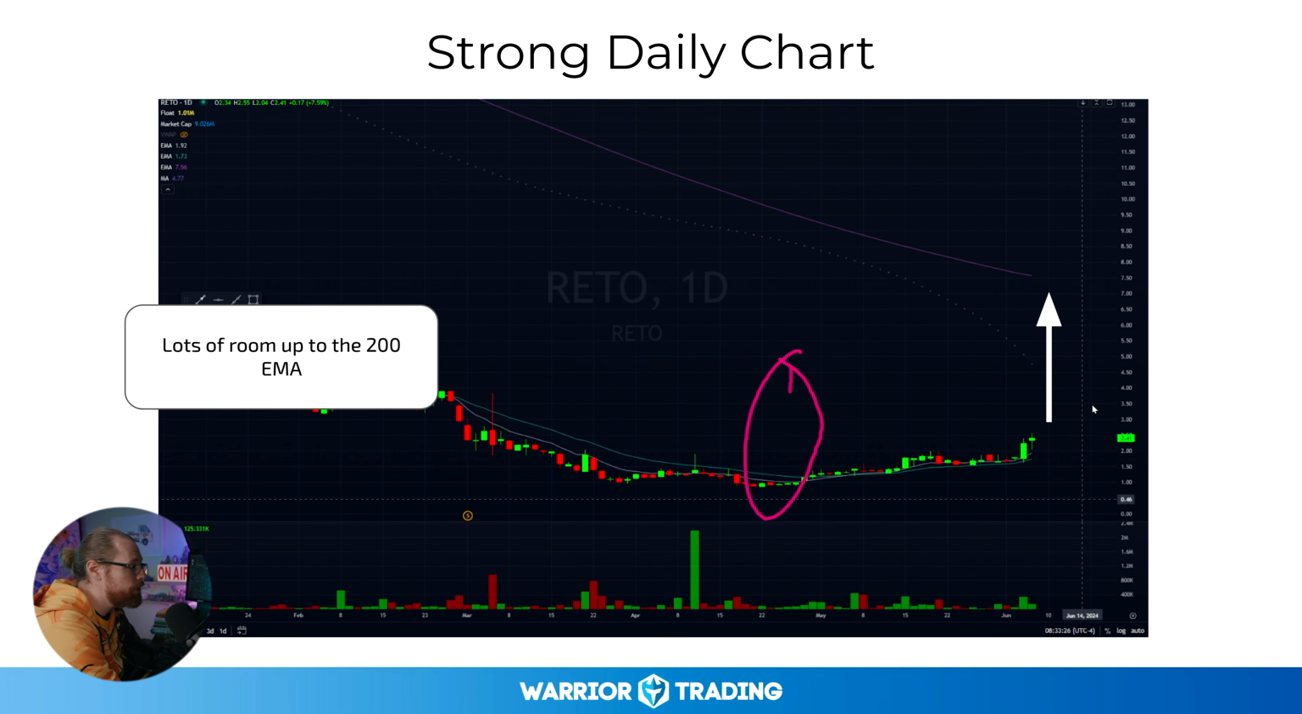So on a nice daily chart, we're going to have a lot of room up to the 200 moving average, which is that magenta line. So this is fine. This is at 241, has room to 750, no problem. If this goes to 750, we'll be thrilled. But if the 200 moving average was at 3.50, that would be too close. 50 cents away, 10% away, 20% away, that's too close. That's not going to work. So we need that the stock can make a big move.